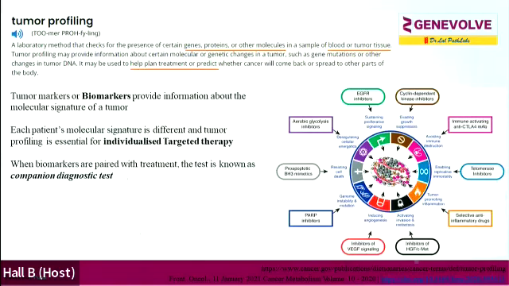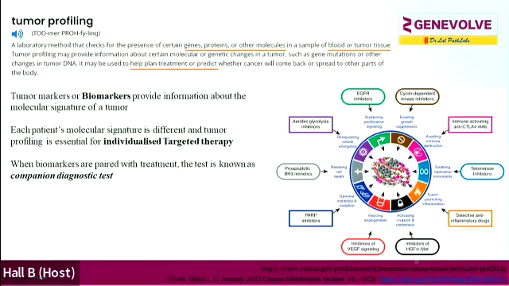Just trying to understand what tumor profiling is: a lab method that detects the presence of certain genes, proteins, or any other molecules in a sample of blood or tumor tissue. It gives information about the molecular change in a tumor. It is used to help plan treatment and also for prognosis. Tumor biomarkers tell you the molecular signature of a tumor, and each patient's molecular signature is different.